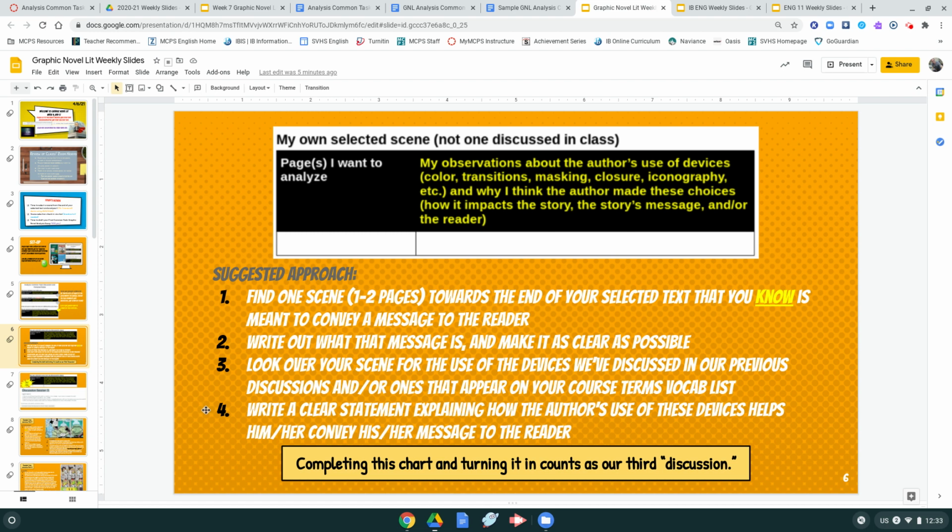And then lastly, you would write a clear statement explaining how the author's use of those devices helps him or her convey his or her message to the reader. Completing this chart, this last chart here, and turning it in counts as our third discussion.